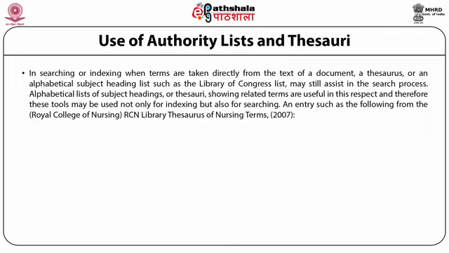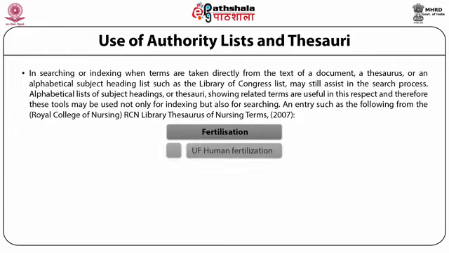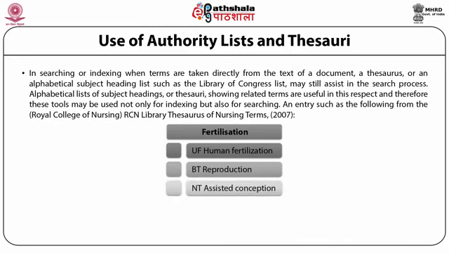An entry such as the following from the RCN Library Thesaurus of Nursing Terms, designed by the Royal College of Nursing UK, is here. The term is fertilization, then it's used for, or synonymous term, is human fertilization. Its upper term, or broader term, is reproduction. Its narrower term, or subordinate term, is assisted conception, and a related term, of course, is fertility.